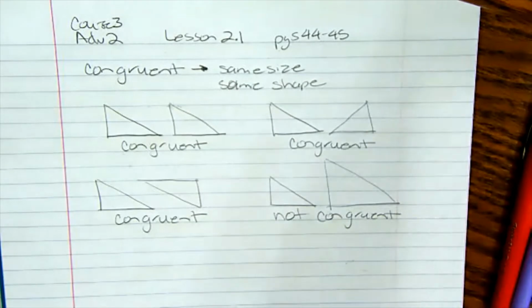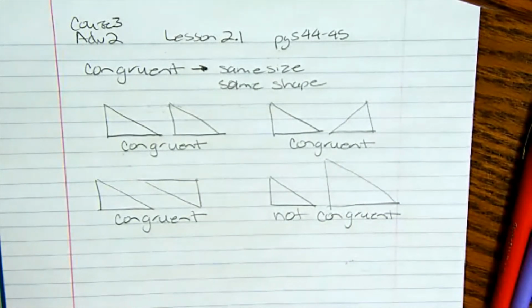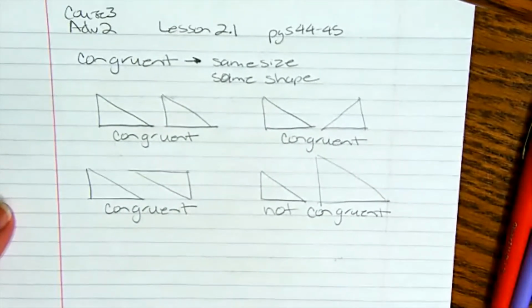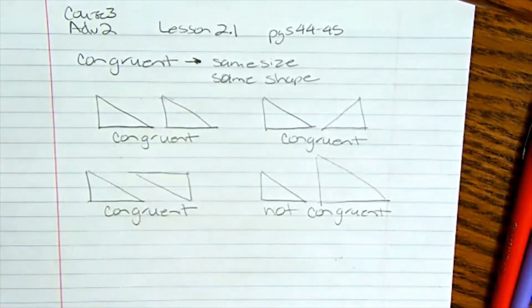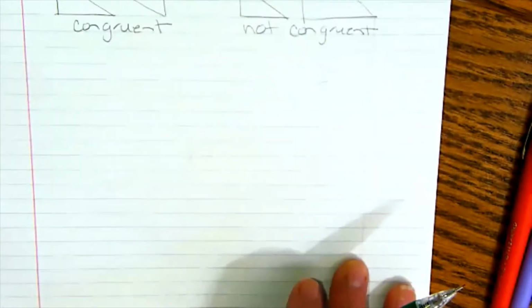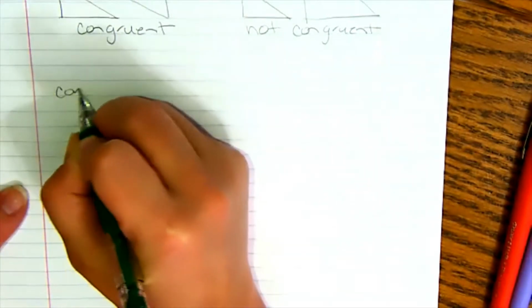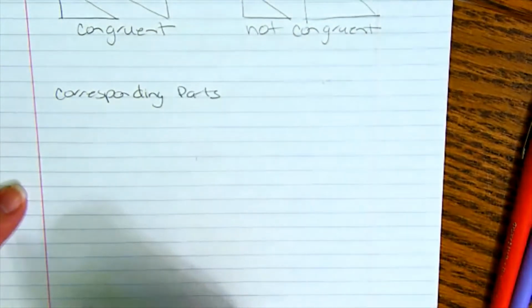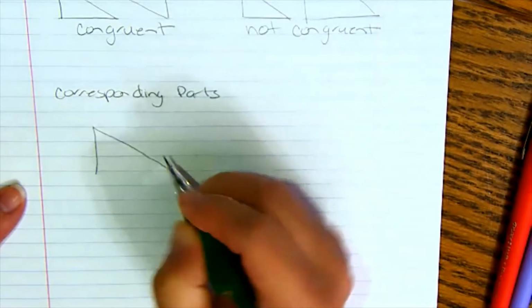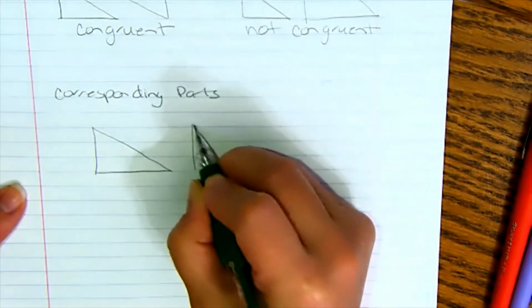Okay, so take a second to look at that. Same size, same shape, but not necessarily same orientation. Okay, so this is congruence, congruent figures, same size, same shape. Now let's talk about corresponding parts. We have two congruent triangles.